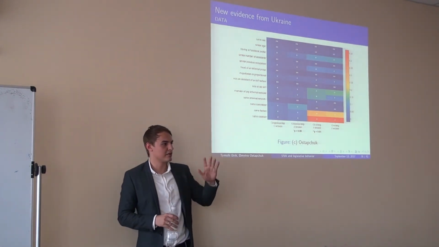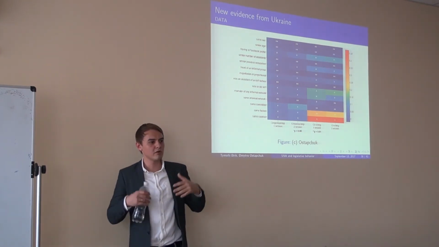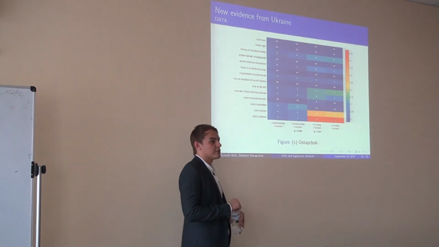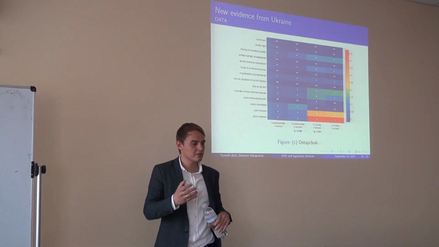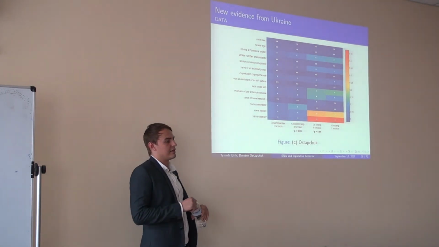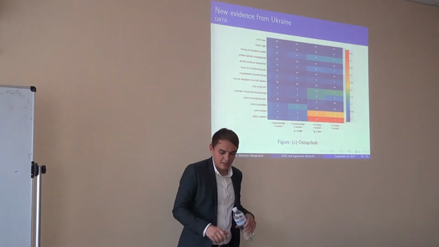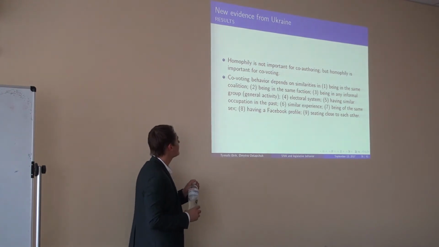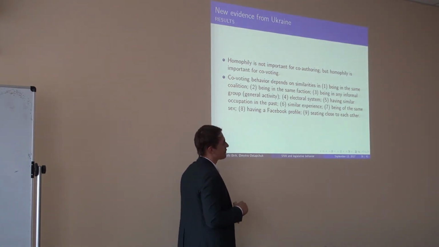I will write it with a person from opposition, with a person from a coalition, with people from my own party, with people from other parties. It doesn't matter. But when it comes to voting, I will vote only for those laws that were written by people from my coalition and my party. That's it. To summarize, homophily is not important for co-authoring, but is important for co-voting.